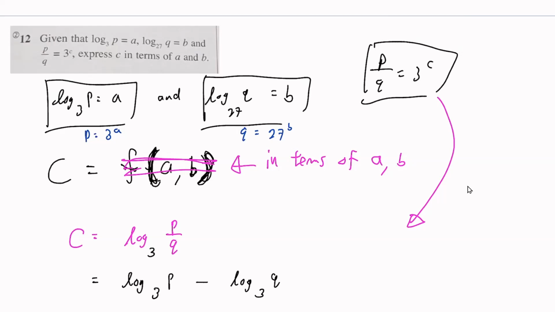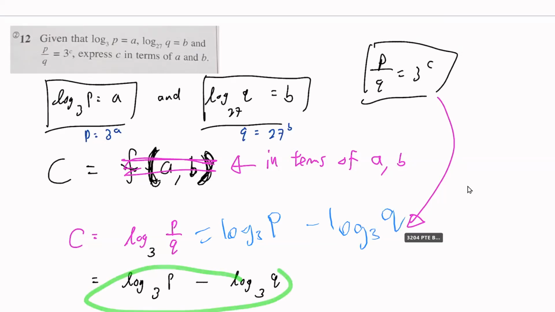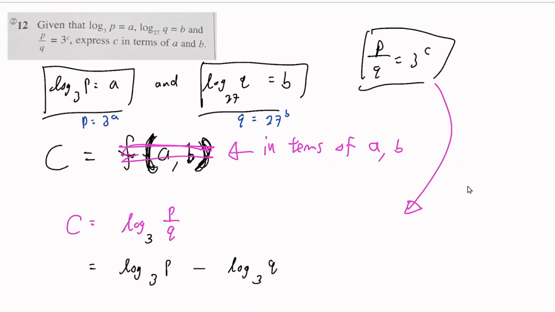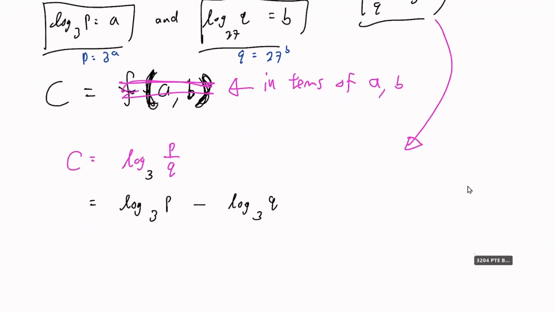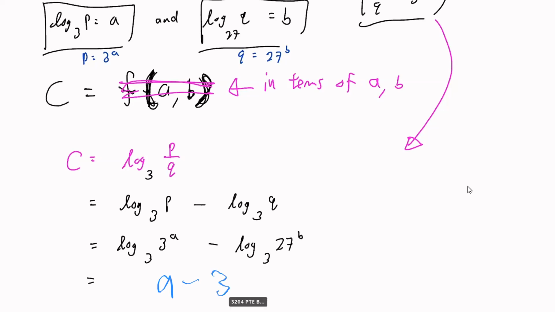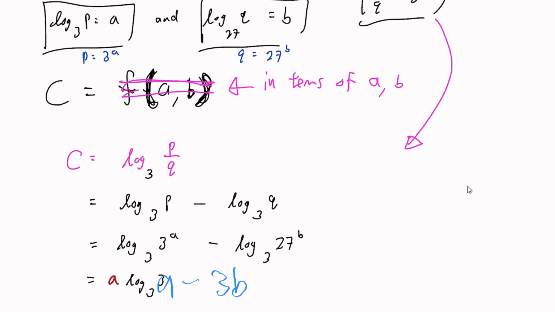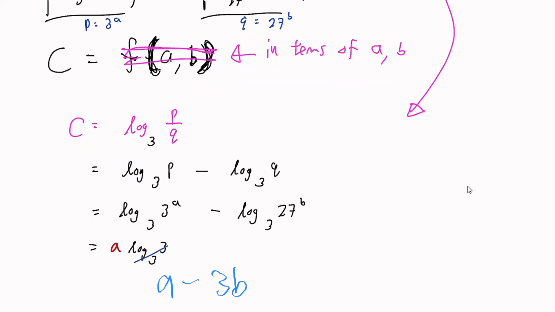Then after that you can sub in your p and your q. So what do you get? You get log of 3 power a base 3 minus log of 27 power b base 3. This one I think you can see straight away. Power rule, bring down the a. You get a multiplied by log 3 base 3. This will cancel each other off and become 1. You're left with just a times 1, which is a.